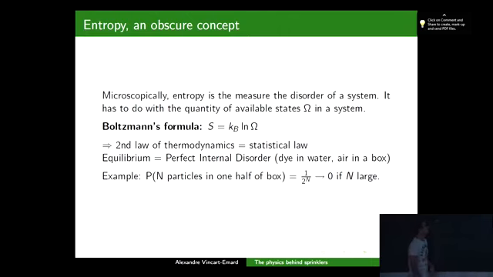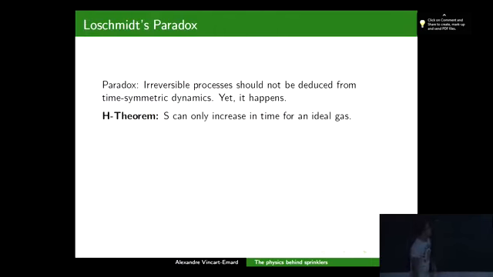So we still get a hint of why things shouldn't go backwards because of entropy, but I'd like to have a quantitative value for calculating probabilities. But still the paradox remains: how can irreversible processes be deduced from time-symmetric dynamics? It shouldn't be like that, yet it happens.